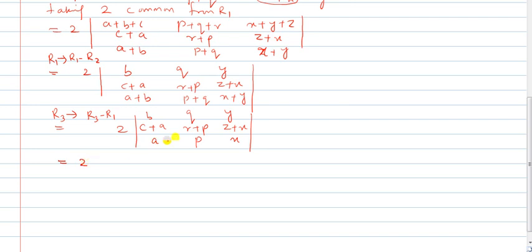2 times. Now in this also I can do, I need C here, then what I am doing is row 2 I will replace by row 2 minus row 3. Look at this one will be B, no change in row 1. Now row 2 minus row 3, it will be C only, and this will be R only, and this will be Z only, and this is A, P and X.